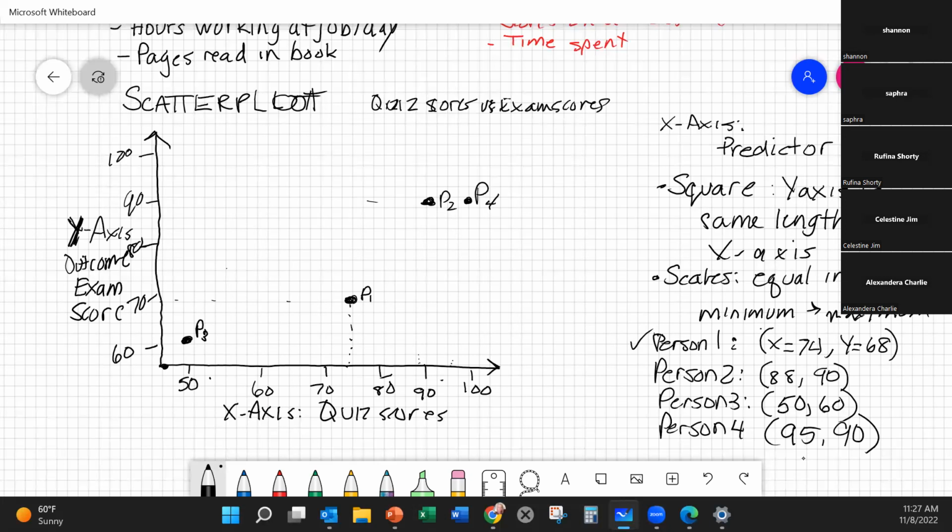So let's imagine that we had a larger class and the points come out something like this. Plotted all of them, and they maybe come out in a pattern that looks something like this. And so this is our scatter plot. And from this scatter plot, we can gain some information.